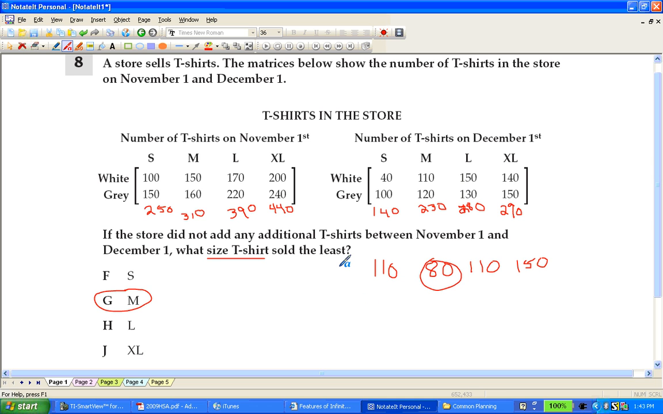And that's the kind of thing you got to ask yourself with this. What are they asking? What size t-shirt sold the least? So size, meaning the color doesn't matter. So find out all the colors together, and then subtract to find out which one sold the least.